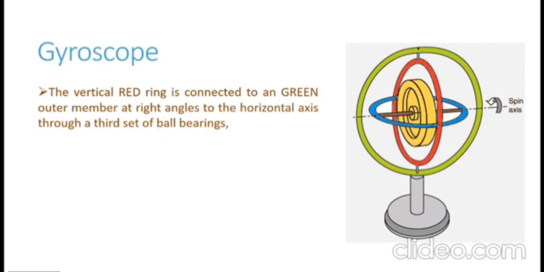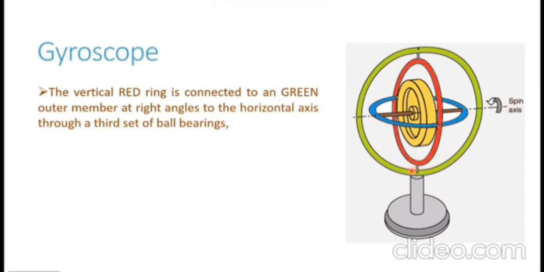Now moving further still, if you pay your attention to the red color vertical ring, you will see that this red color ring is connected to the green outer member. The red color ring is connected to the green outer member at two points. One point is exactly on top of the diagram. This is one point shown by the laser pointer. And the second point where the red ring is connected with the green outer member is this particular point.